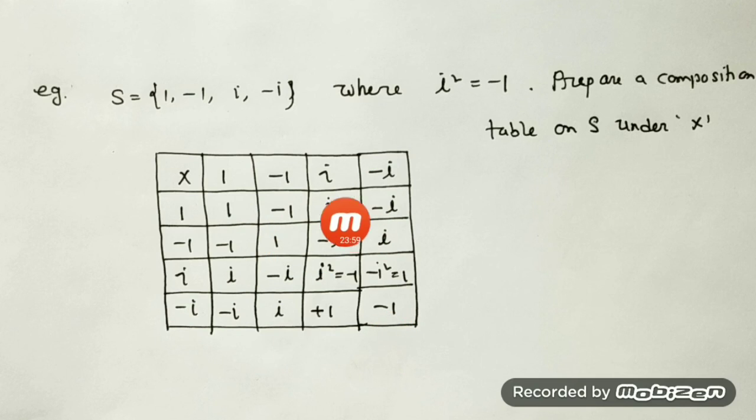Now you see, this is the composition table we have got. And here, multiplication is also a binary operation. It is not asked in the question, I just told you. Multiplication is a binary operation because you see the answers, whatever you have got in these 4 rows and columns, all are elements present in S. So multiplication is a binary operation on S. Okay, this is the way of preparing the table. Hope you understand. Thank you.